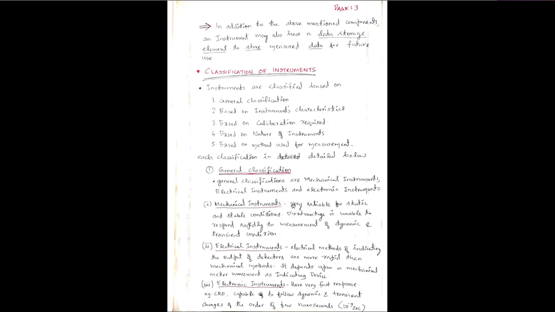First one is mechanical instruments. They are very reliable for static and stable operation, stable conditions. The major disadvantage here is that they cannot respond rapidly to measurement of dynamic and transient conditions.